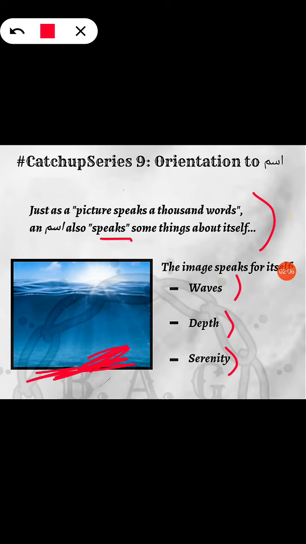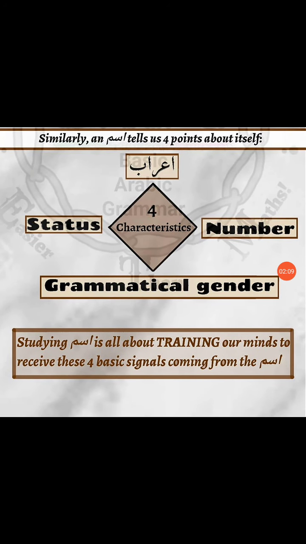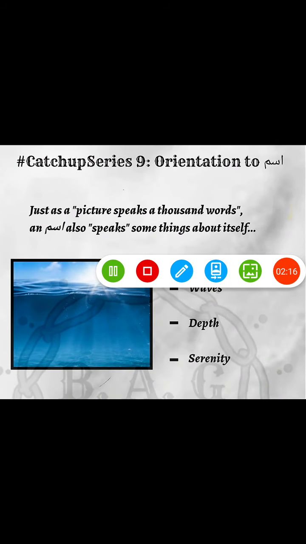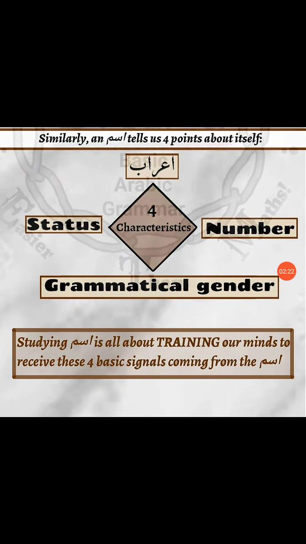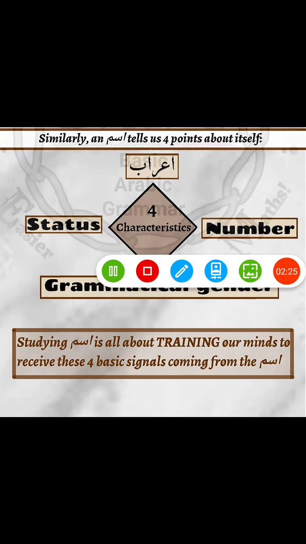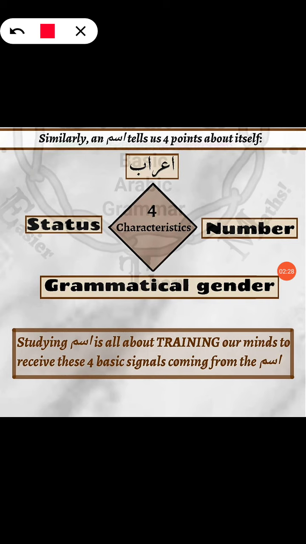All right, in a very similar manner, the ism also tells us some things about itself, and as I said earlier, we can almost say that an ism speaks about itself. All right, so what does an ism tell us? An ism tells us about four things about itself. Okay, it tells us about its i'rab. Now, we have already covered i'rab. They are the rafa nasab jar forms of an ism. All right, we have already done these from lessons 4 to 7, and these three characteristics, or these 3 points that an ism tells us about itself, is something that we are going to study subsequently, inshallah.